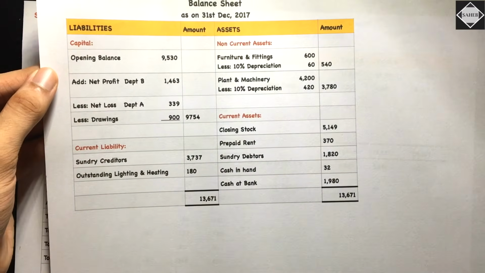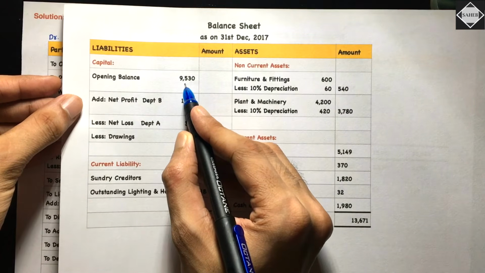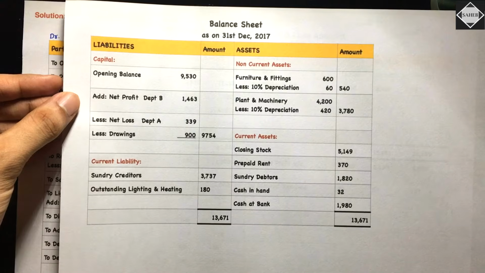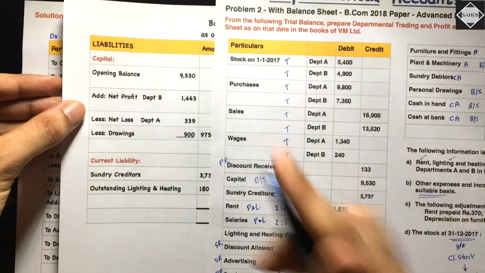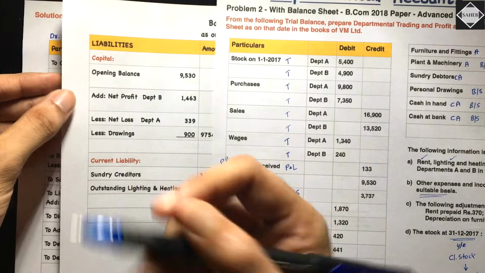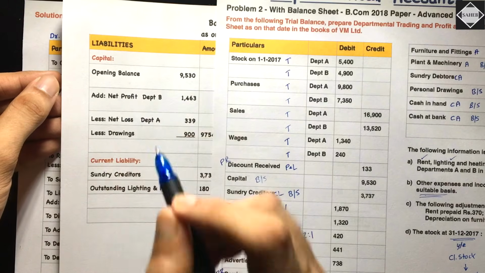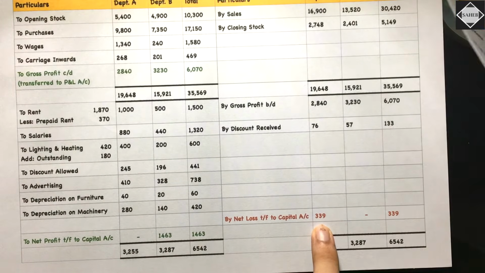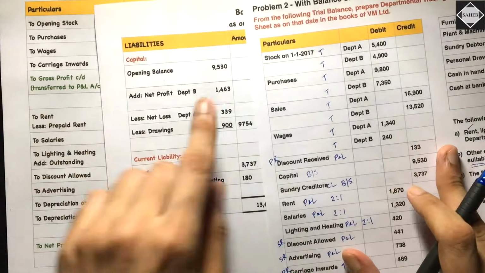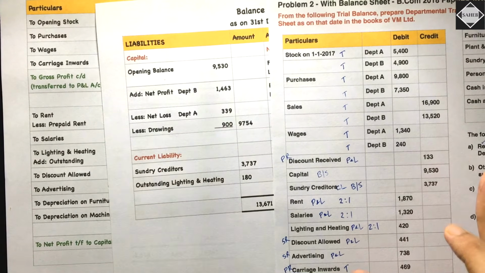What is happening over here? It's really simple. First you will take the opening balance from the trial balance, 9530. See here, capital was given, now 9530. So you will take that 9530. Then how much net profit or net loss happened, that you have to see. That effect will be given in capital. Profit will be added, loss will be subtracted. So see, we have net profit of 1463 and loss of 339. So net profit of department B will be added and net loss of department A will be subtracted.